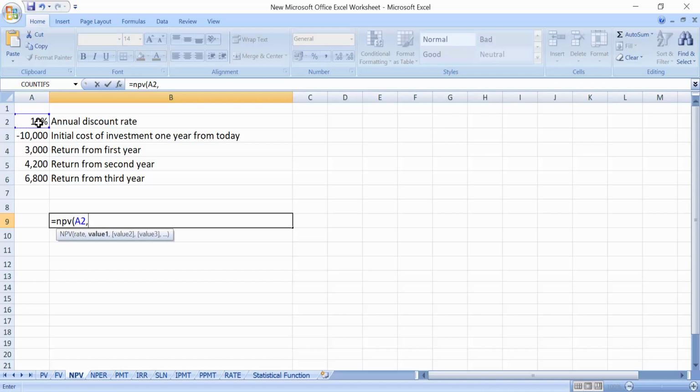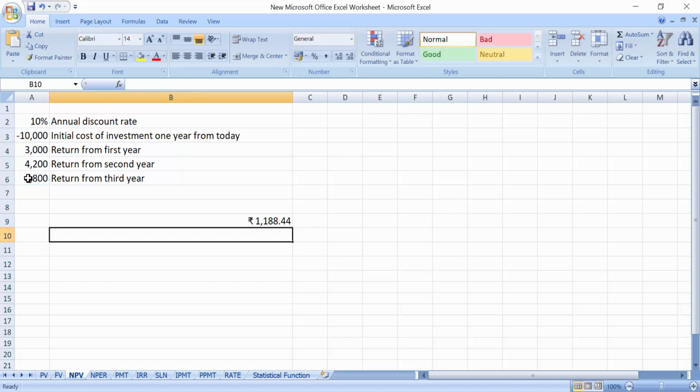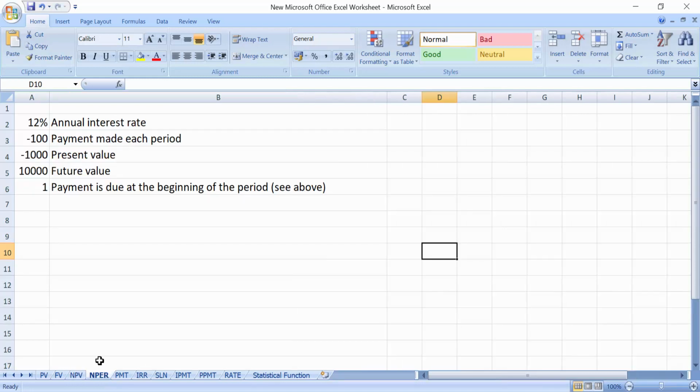Then the next one is value 1. For example, the initial cost of investment which I have given for 1 year from today, that is A3. Then the return for the first year, how much do we need, 3000, and for the second one this one, and for the next year how much do we need, like this, okay? So what will our NPV count be, that is the net present value, and that is 1188. Fine.